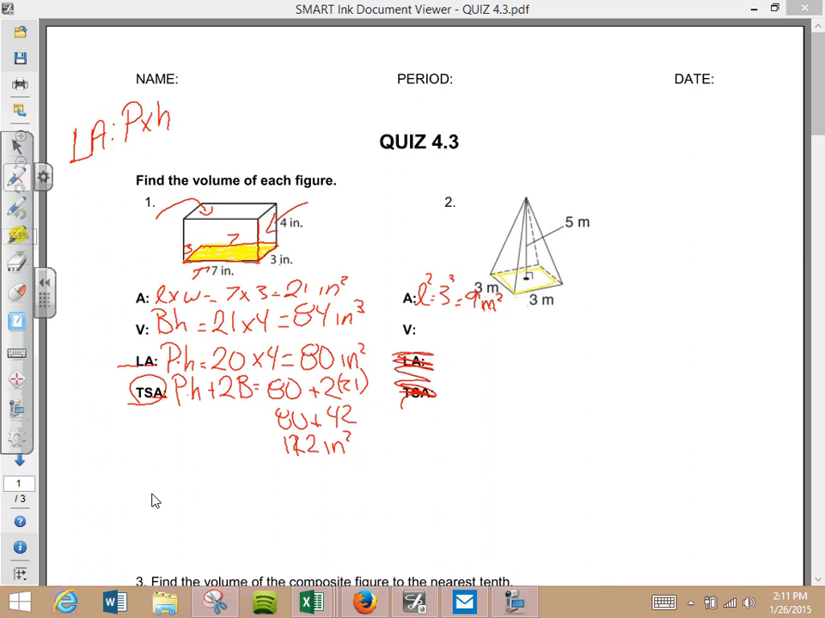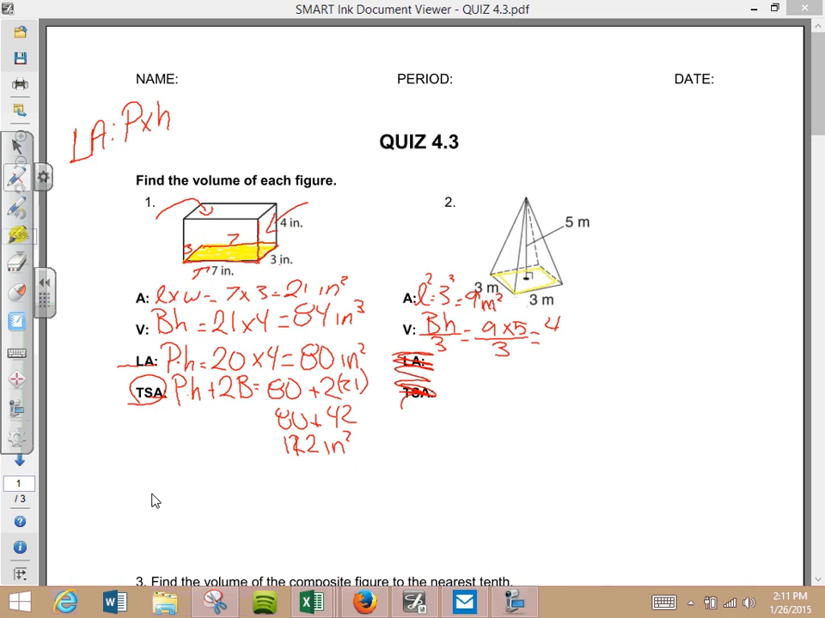Pyramid, yeah. So for this, it'll be area of the base times the height divided by 3, correct? Do we know the area of the base? 9. What's the height? Divided by 3. Notice how I still keep it in the same order so that I do not forget to divide. A lot of you put 45 and you forgot to divide.